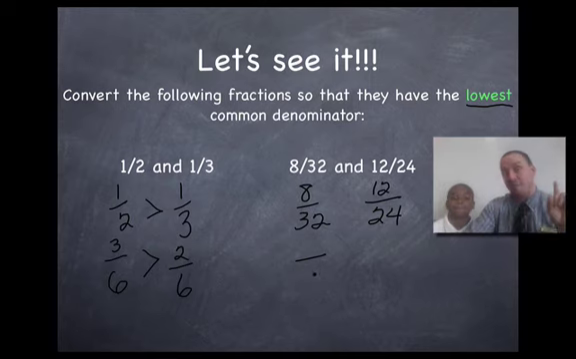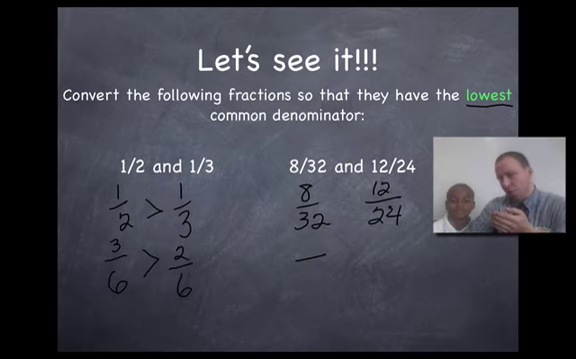4. 4. Okay, so what would I divide 32 by to get to 4? 8. 8. And can I divide 8 by 8? Yes, okay, good. Now let's do the same thing over here. What would I divide 24 by to get to 4? 6. 6. And can I divide 12 by 6? Yes. So that is going to be our LCD. That's going to be our lowest common denominator. See how I checked it before I actually went through and did it?